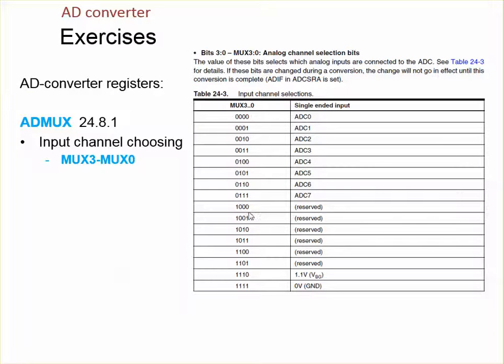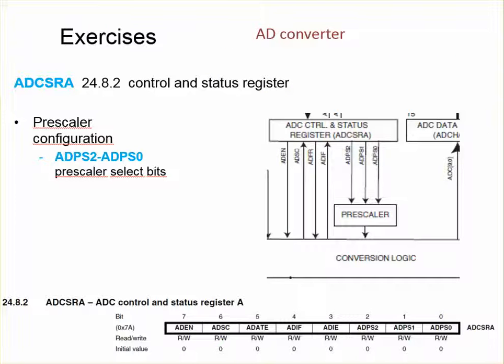These are the bit combinations that we have to put into this ADMUX register, and then we can choose the wanted input channel. And how to get the real conversion started and controlled, that is done by this control and status register. And as you can see from the big picture, that's the register that controls the whole AD converter.